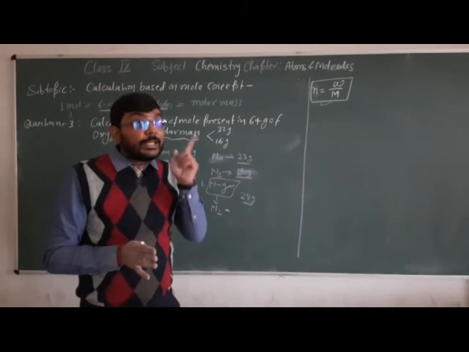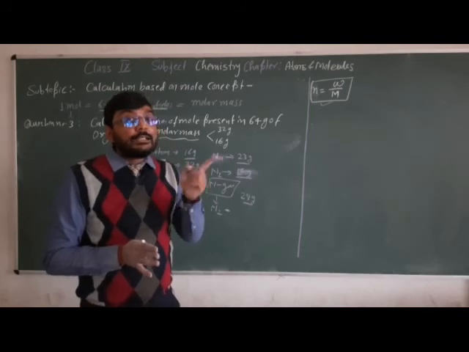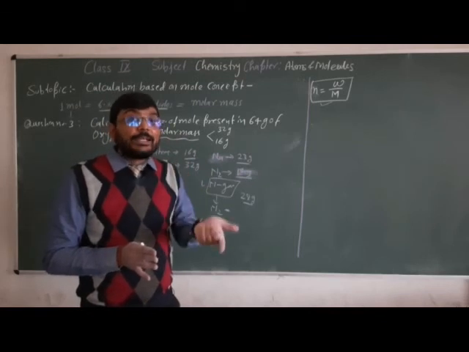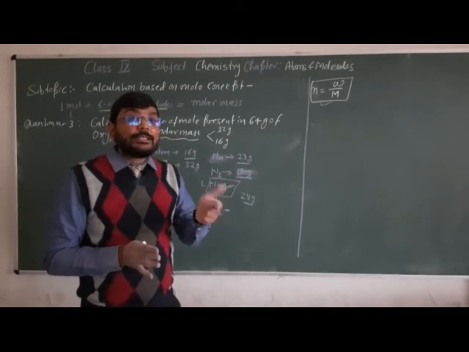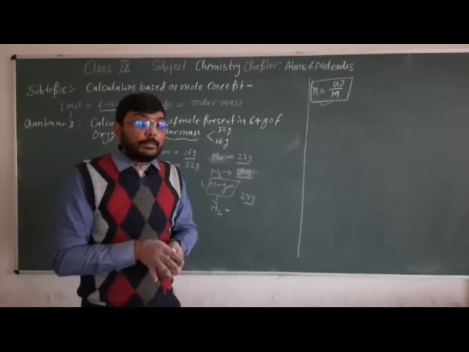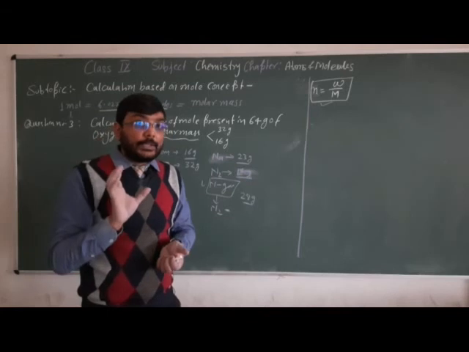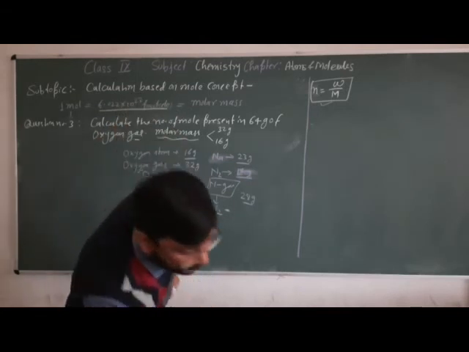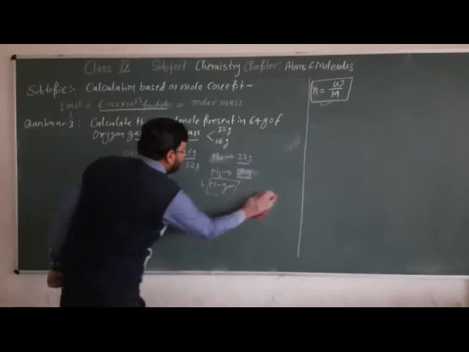Then for a chlorine atom, you reply 35.5 gram per mole. But what is the molar mass of chlorine gas? Then you need to reply 71 gram per mole. Are you getting my point? Because chlorine gas is formed as Cl2. One molecule of chlorine is formed by the combination of 2 atoms of chlorine.